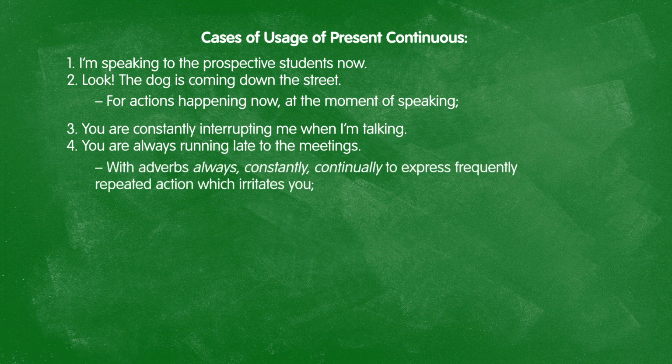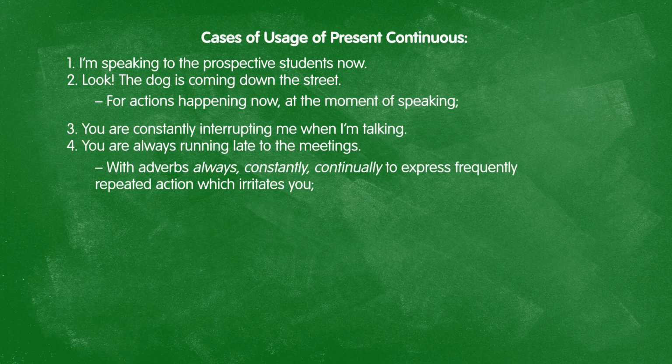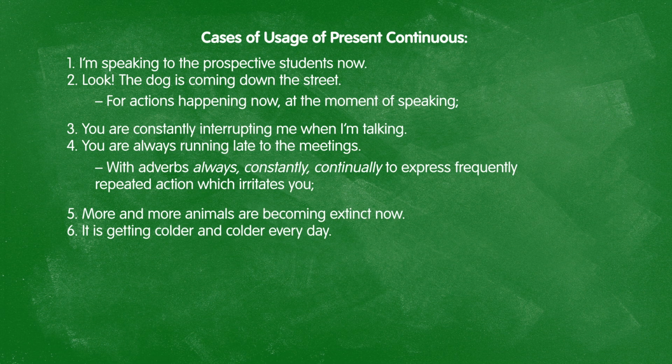And here, I am talking about a habit. I am talking about something that happens all the time. But here it is something that annoys me, that irritates me, something that makes me angry, which is why I am using the present continuous instead of the present simple. So I can also say sentences like, more and more animals are becoming extinct, or, like it is now, it's getting colder and colder every day.